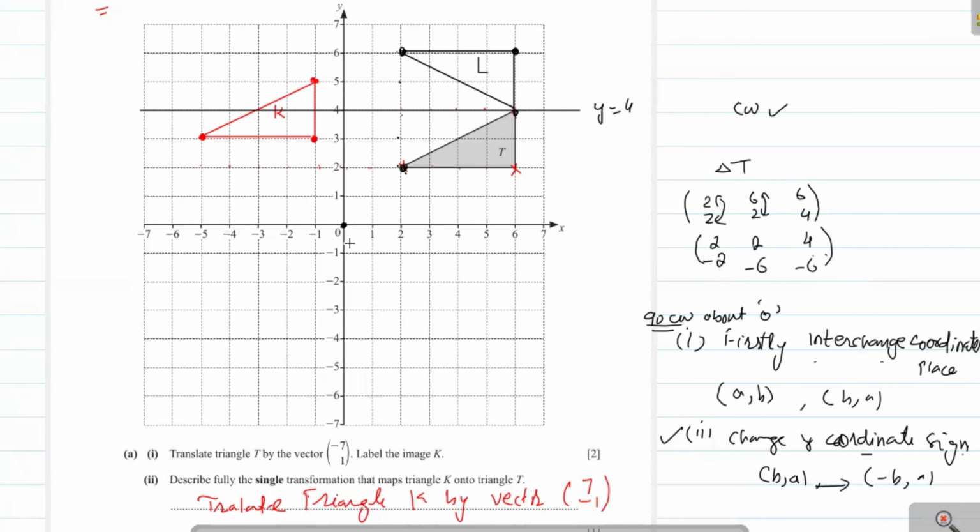After interchanging, we mark the points here. This is the point (2, -2). Next is (2, -6). And the next is (4, -6).